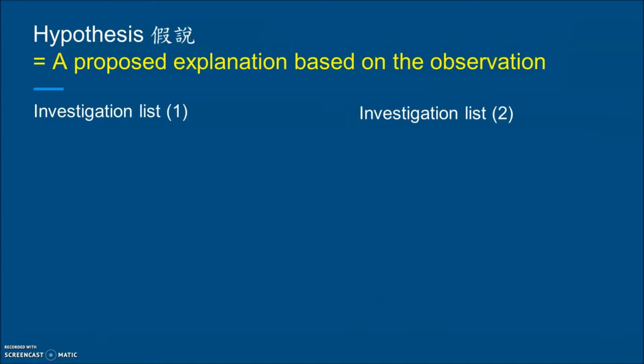In this part, I'm going to talk about hypothesis. So before I go into details, I would like to recall the definition of hypothesis first. Hypothesis is the proposed explanation based on the observation. So after we make an observation on a biological phenomenon, we try to make an explanation to explain something, or what is the reason behind that, what is the relationship between something and something. So that's the hypothesis.